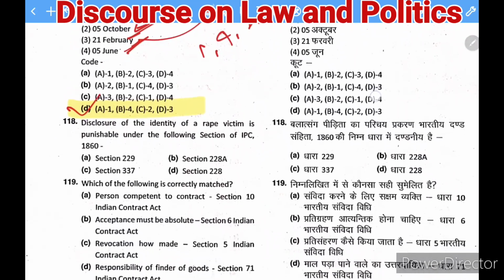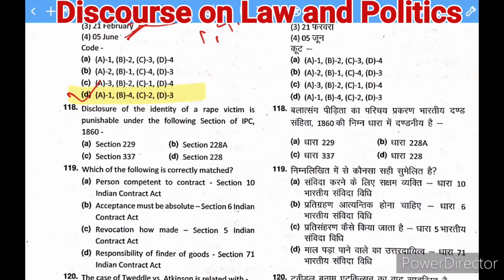Let's see the next question. Disclosure of the identity of rape victim is punishable under the following section. Which following section of IPC? It is a very repetitive question. So this is section 228A of the IPC. Okay. Moving to the next question.